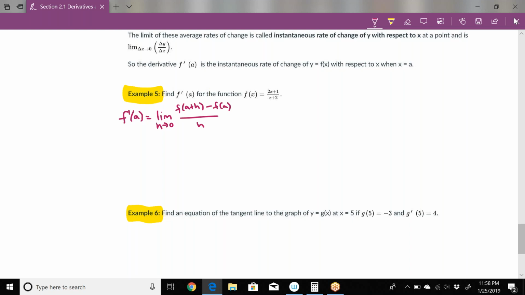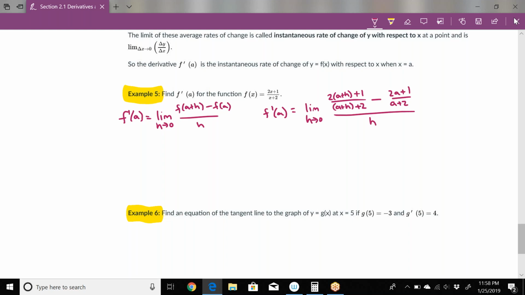Okay. And then when we plug this in, we're going to get that f prime of a equals the limit as h approaches 0. And remember, when we plug this in the first time, we plug in a plus h for all of the x's on both top and bottom. So this will be 2a plus h plus 1 over a plus h plus 2 minus, now we're going to plug in just a, so that would be 2a plus 1 over a plus 2, and then the whole thing is now over h. So make sure you don't forget that piece.